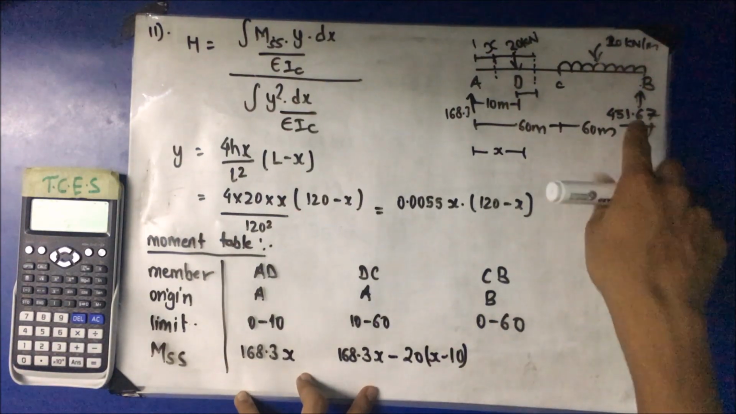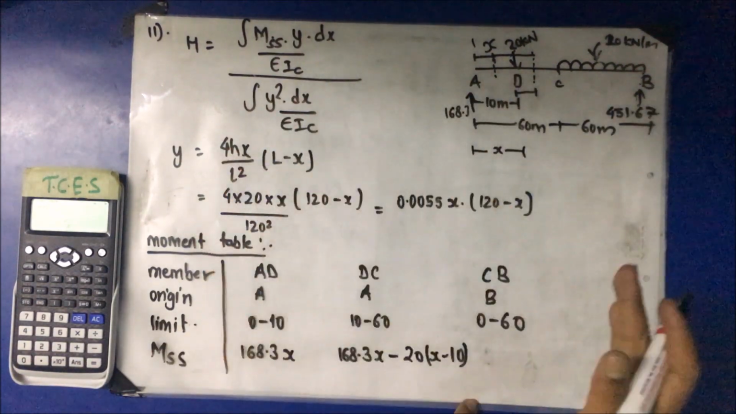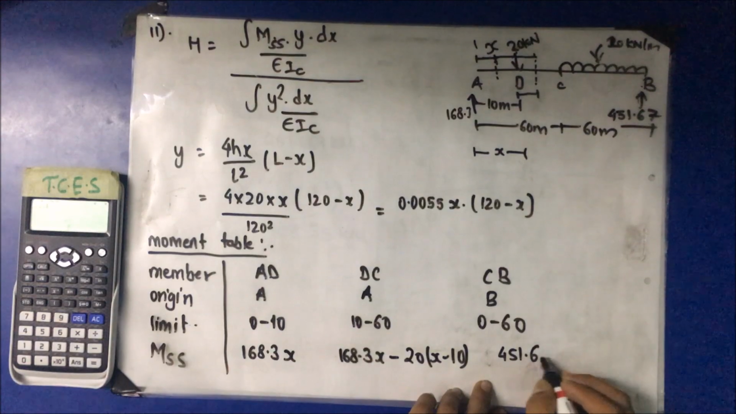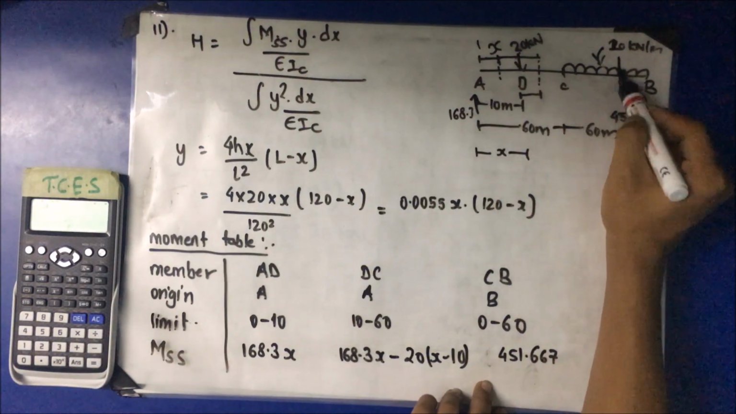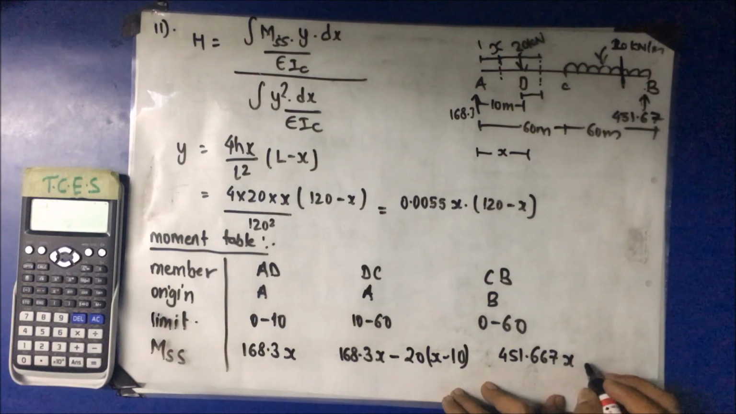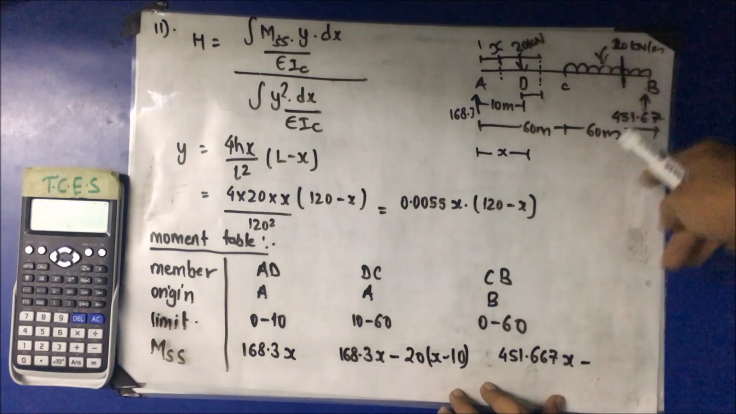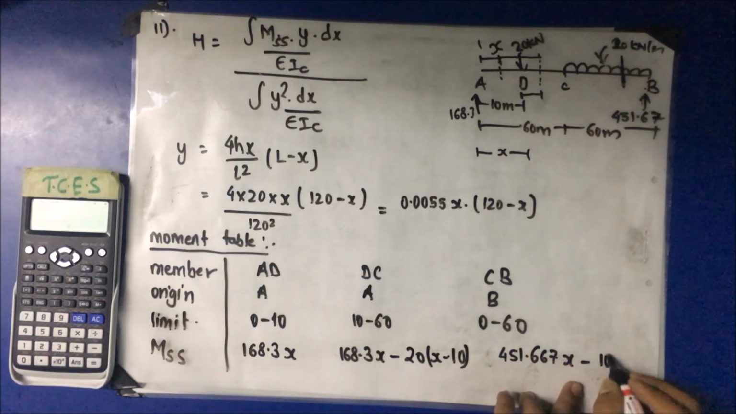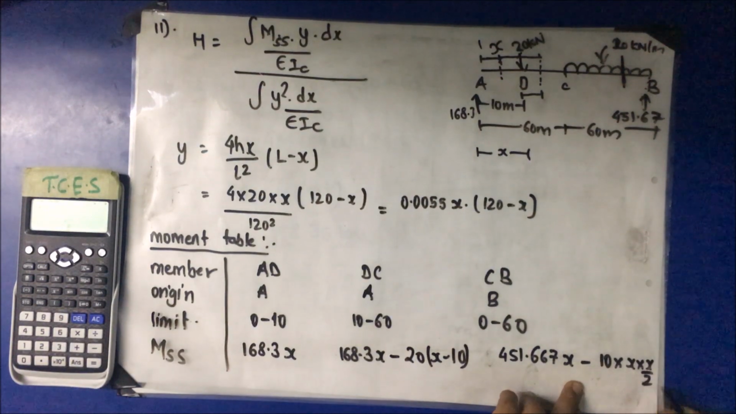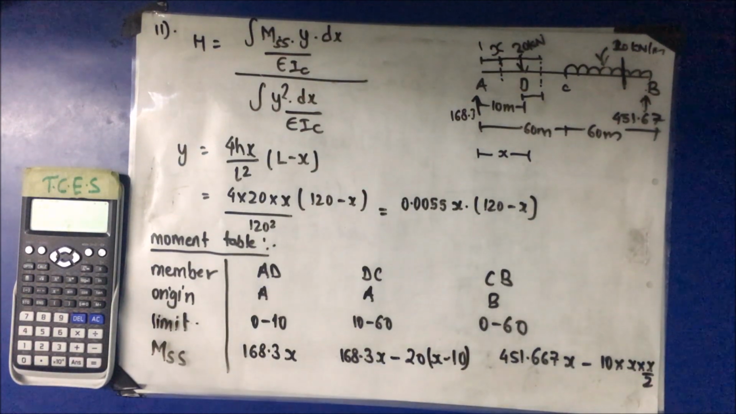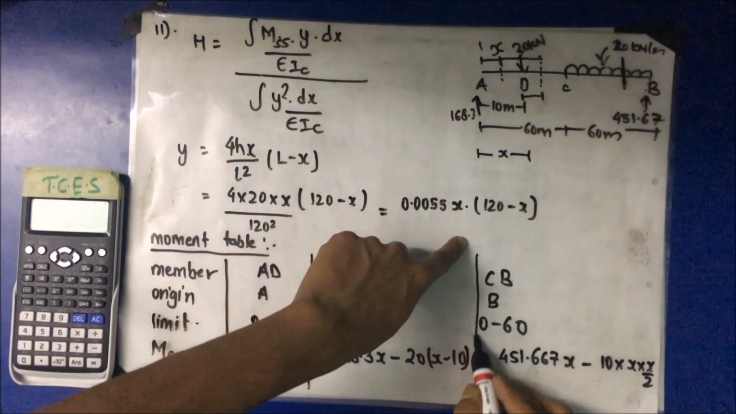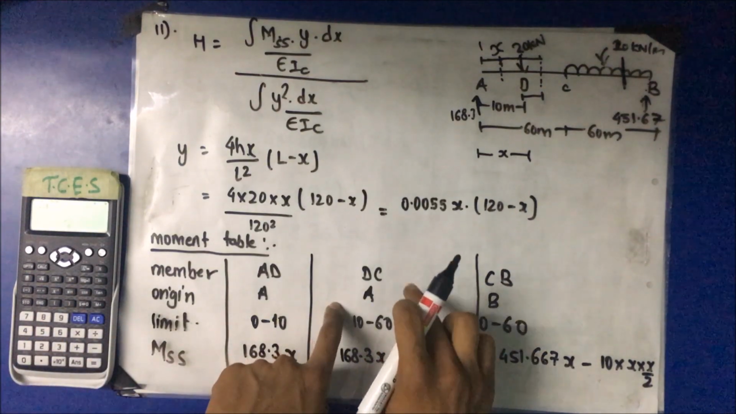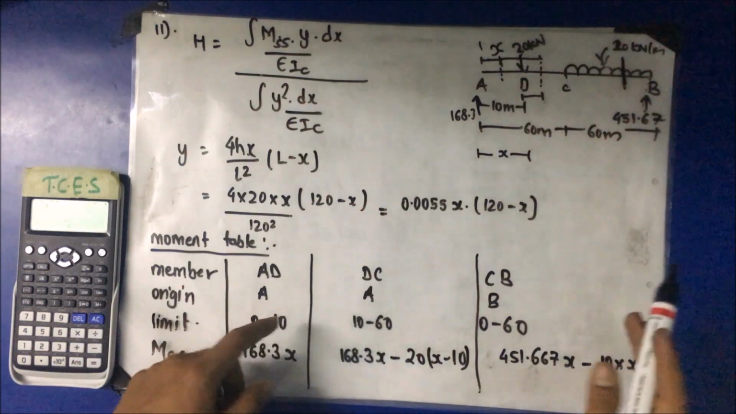And finally for CB, we are moving from right to left, and from right to left anticlockwise is positive, so 451.667 at a sectional distance x, minus, this will give a clockwise moment, this UDL, so minus 10 into x divided by 2. Okay, so this is the moment table. Remember, you will be considering a sectional distance from the support, so you can't start with the origin at the mid span. This being the moment table.